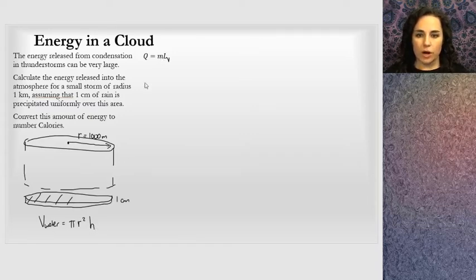So I have a volume of water. I need a mass of water. Well, I know how to relate mass and volume. Mass equals density times volume, and I know the density of water is 1,000 kilograms per meter cubed. So I can calculate the mass of the water. The latent heat of vaporization for water is 2.26 times 10 to the 6 joules per kilogram. Okay, so when I write this equation out, I'm going to get Q equals rho water, V of the water, times the latent heat of vaporization.